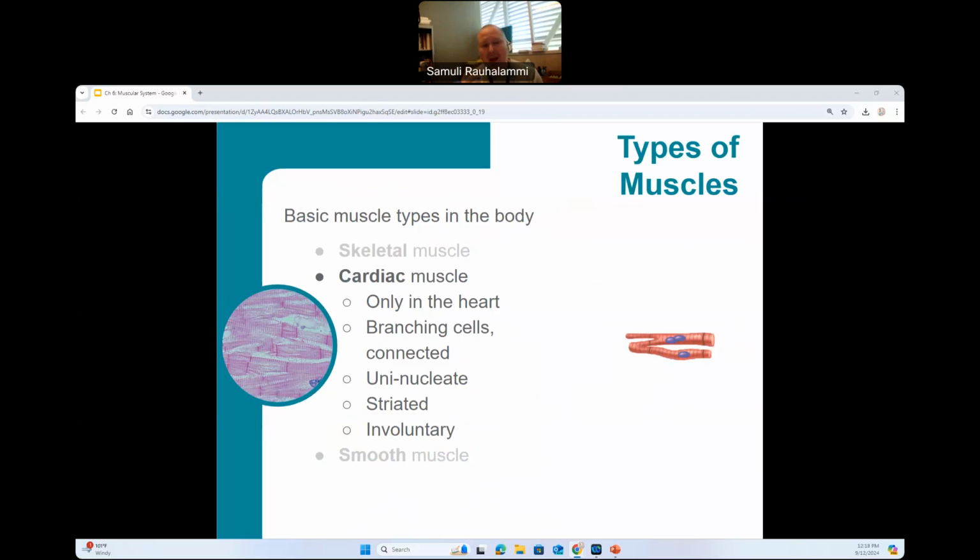We'll get to talk all about that good stuff when we get to the cardiovascular system and look at the heart.